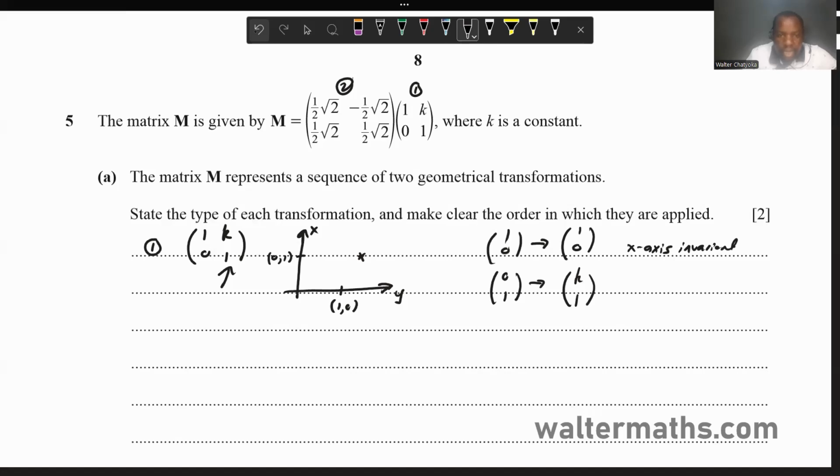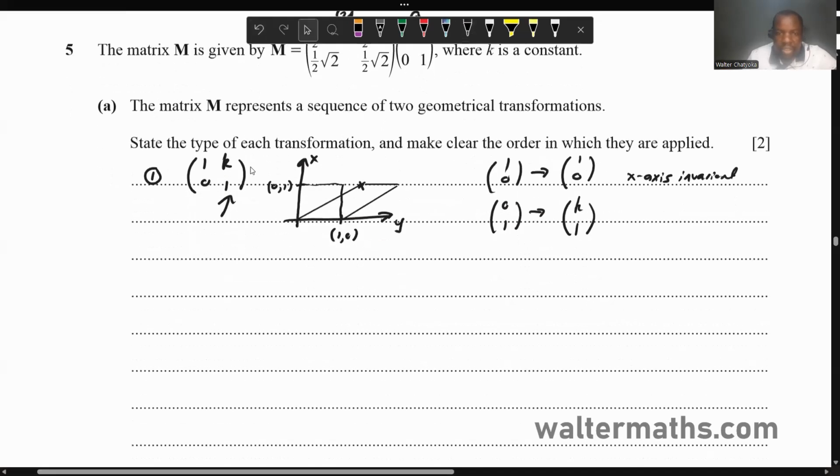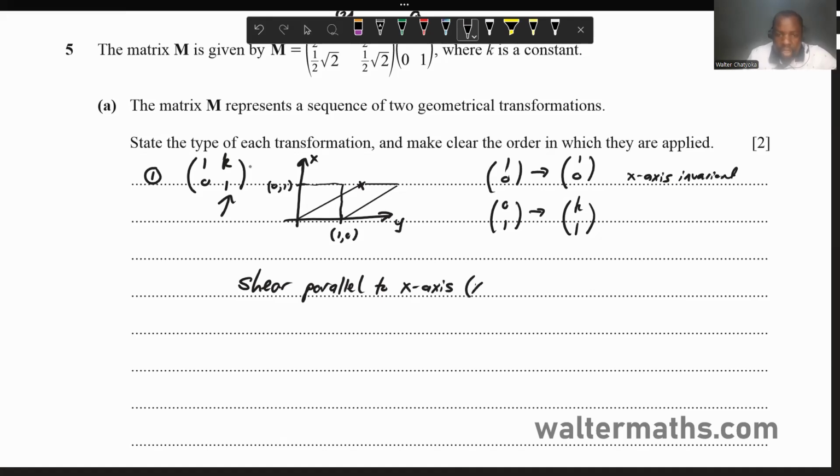So, if you look at it, let's say we were considering this to be a unit square. It's apparent that we will be having something like this for the image. So what's basically happening is some kind of a shear. It's actually a shear. So the transformation is a shear parallel to the x-axis. The x-axis is invariant, and with the vector of k. So that's basically what's happening.